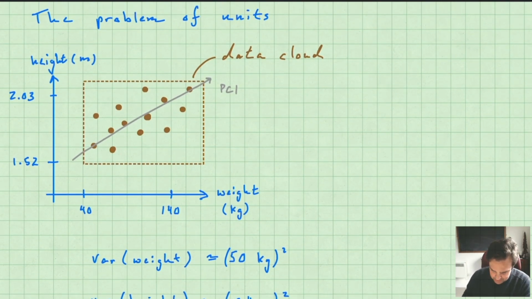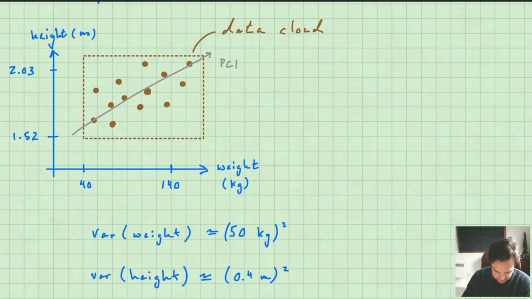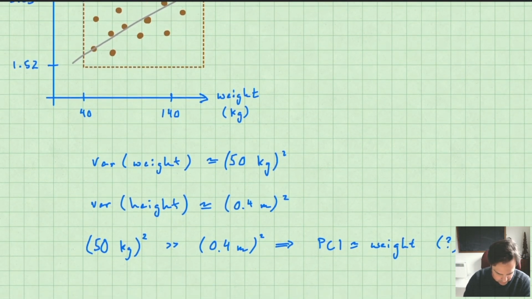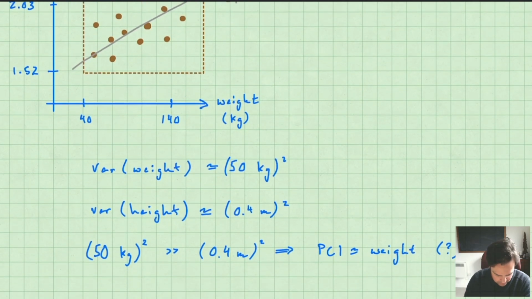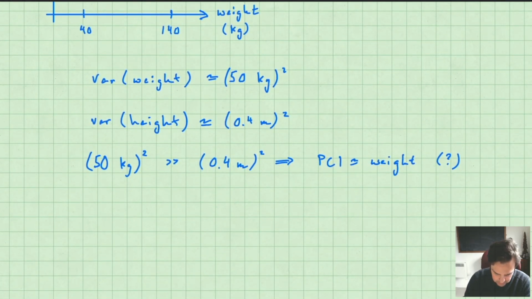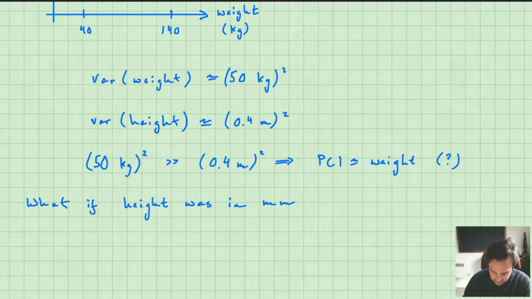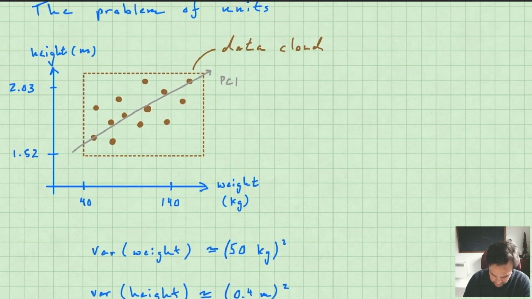Okay, so now let's imagine doing the same thing, but with a different set of units. So let's try some other units. What if we used different units for heights? What if height was in millimeters? The data is the same, but we just record all the heights in millimeters. And so I'm going to try to draw this set of axes like this.